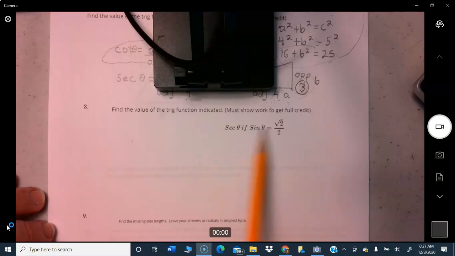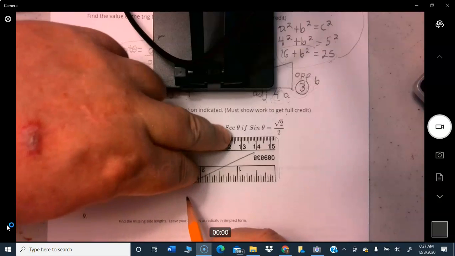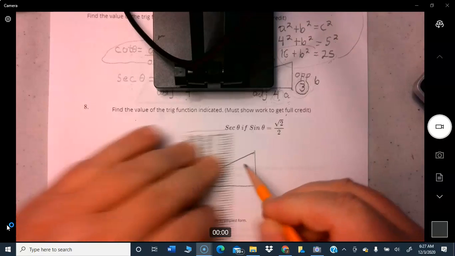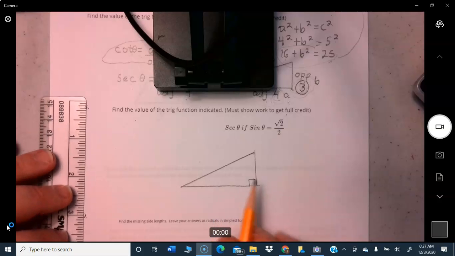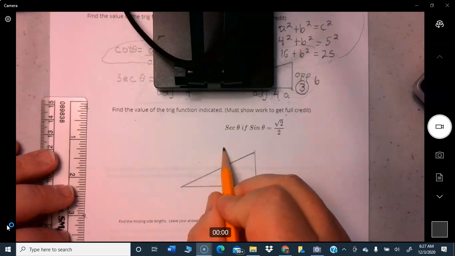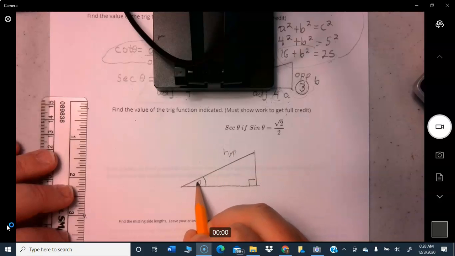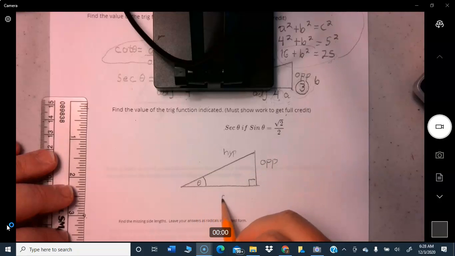And it says, find the secant if you're given this sine. If the sine of theta is square root of 2 over 2. So again, I'm going to draw a triangle. Again, the standard way I like to draw it is like this. Okay, it's a right triangle, always. So the sine of theta we're given. So first of all, let's label our sides. This is hypotenuse. The theta for me is always down there in that corner. That's where I put the theta. So this is the opposite. And this is the adjacent.